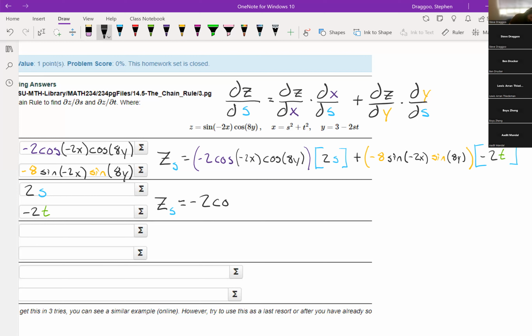This is negative 2 cosine of negative 2 times s squared plus t squared, times the cosine of 8y, which means I've got 8 times 3 minus 2st. All right, close that parenthesis, close the cosine parenthesis, and we still have our 2s term, our partial s term. So 2s. All right, all that gets us the x partial term.